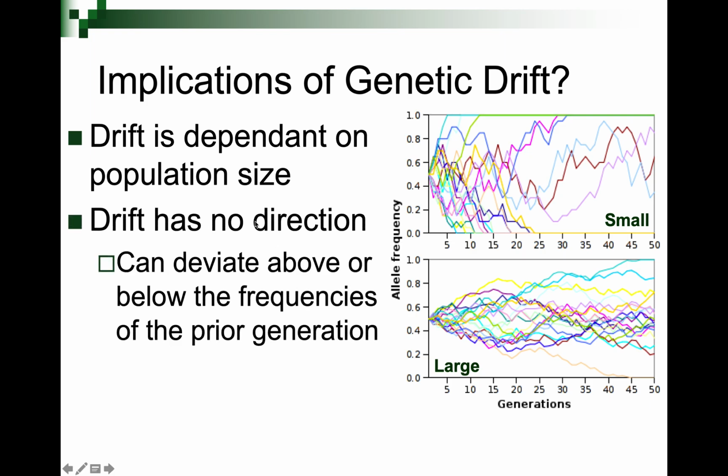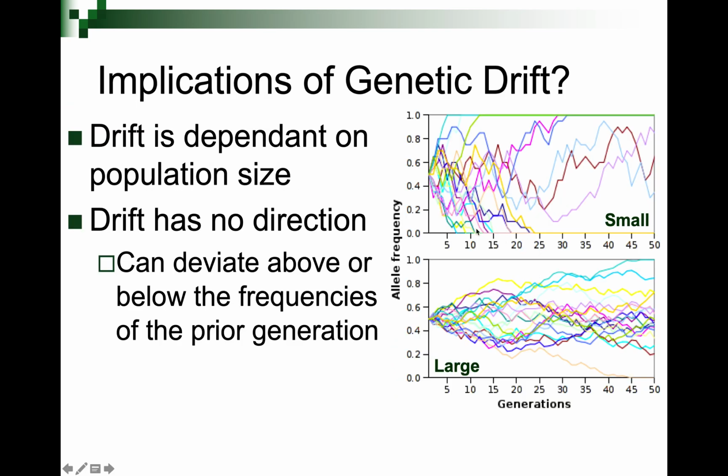Okay. So drift really has no direction. It's why it's called drift. Just imagine a boat out on the ocean. It's just going to move wherever the wind pushes it. It's totally random. You're adrift. So drift can deviate above or below frequencies of the prior generation just on its own. There's nothing at work here other than just plain old drifting of genetics.